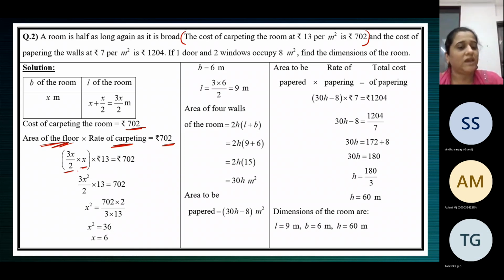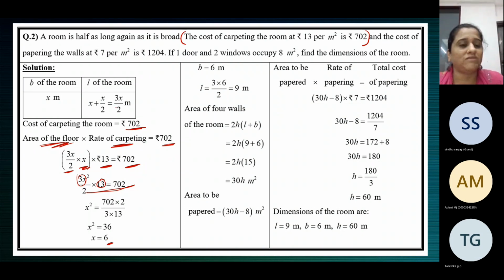L into B into the rate 13 rupees is equal to 702. 3x into x is 3x square by 2 into 13 is equal to 702. So x square is equal to, now 2 will go to the numerator, right? And 3 and 13 will come to the denominator, correct? 2 will go to the numerator, 3 and 13 will come to the denominator. When you work that, you get x is equal to 6.